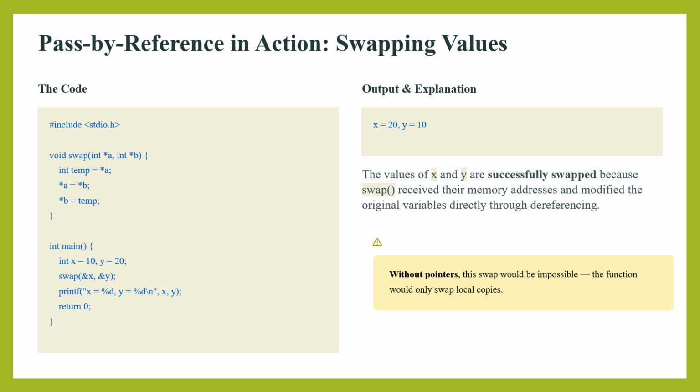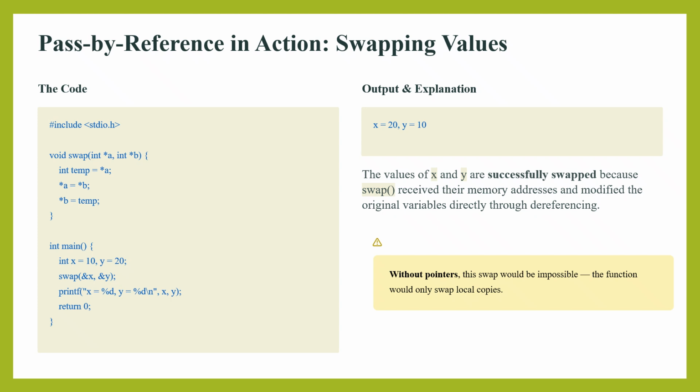Now see the example of pass by reference. This example shows why pass by reference is necessary. Without pointers, only copies are swapped, and the original variables remain unchanged. With pointers, that is int temp equals *a, *a equals *b, *b equals temp. Step by step execution: initially x equals 10, y equals 20. Inside the function, temp equals 10, x becomes 20, y becomes 10.